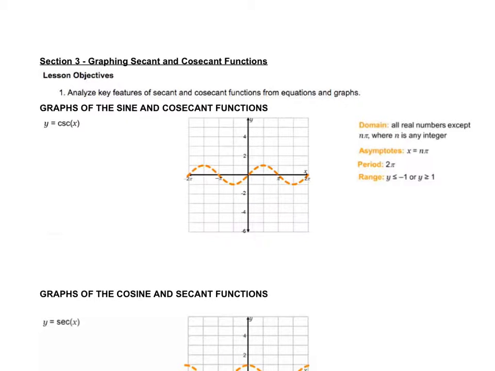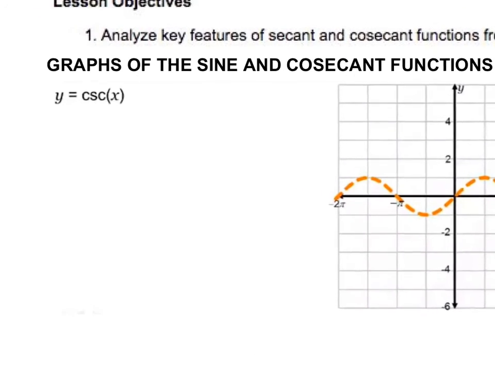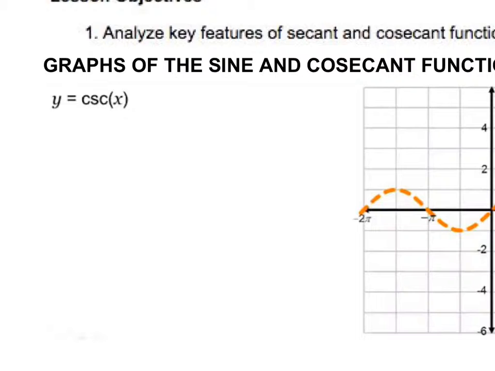This is Unit 8, Section 3, and what we're going to be doing is graphing secant and cosecant functions. So we want to analyze the key features of these types of functions, from equations and graphs. Let's talk about cosecant first. Y equals cosecant x is the same thing as y equals 1 over sine of x. And so remember that these are reciprocal functions.